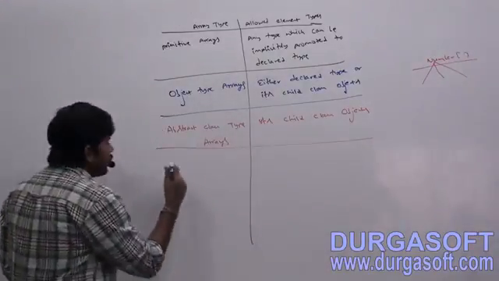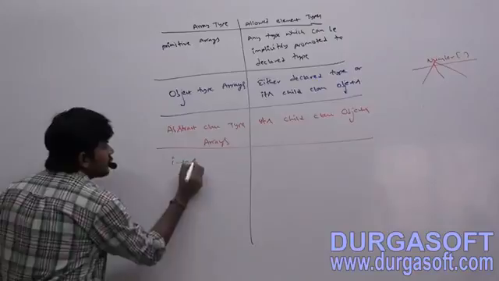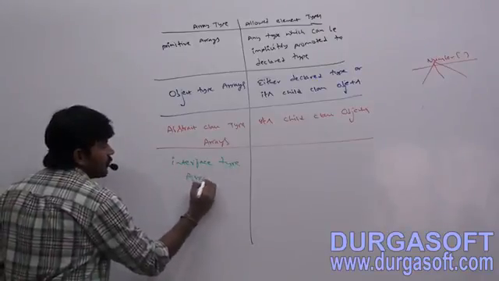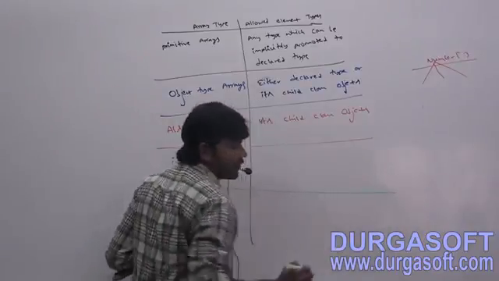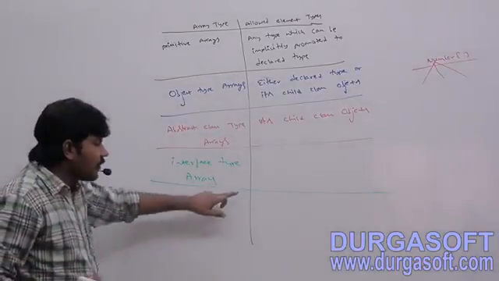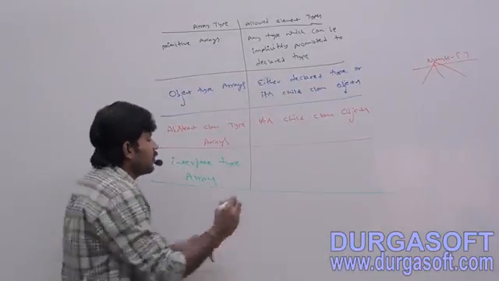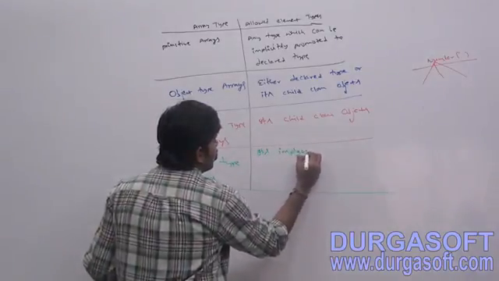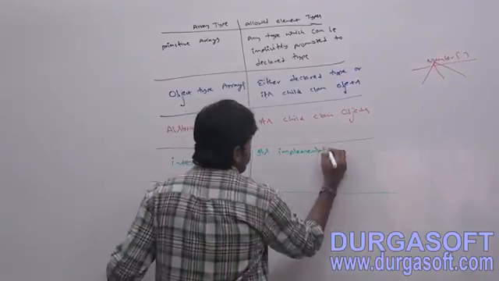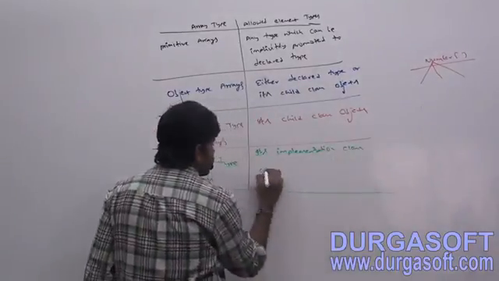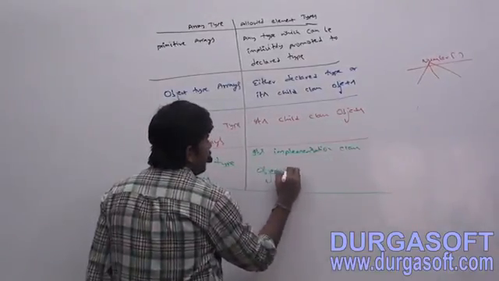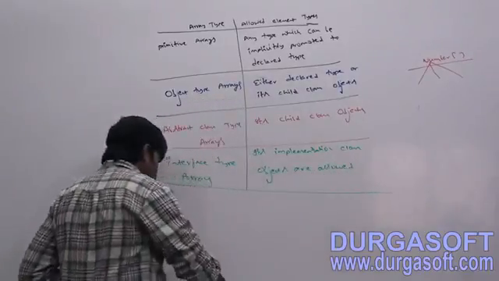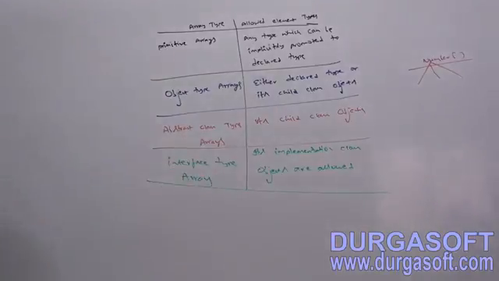Next, last case we covered: interface type arrays. If it is an interface type array, can you tell which type of elements are allowed? Implementation class objects are allowed. Okay, take this clearly.